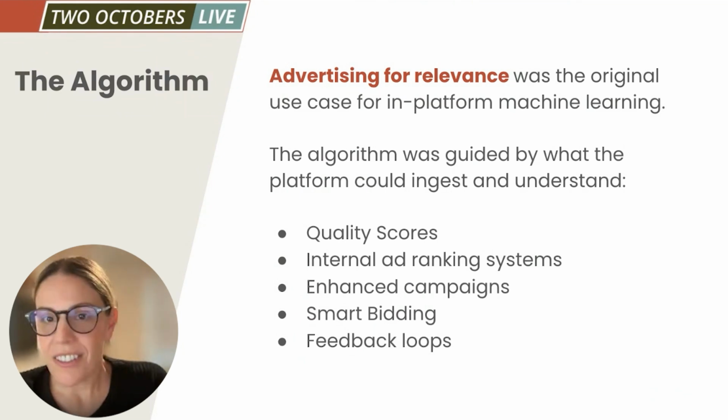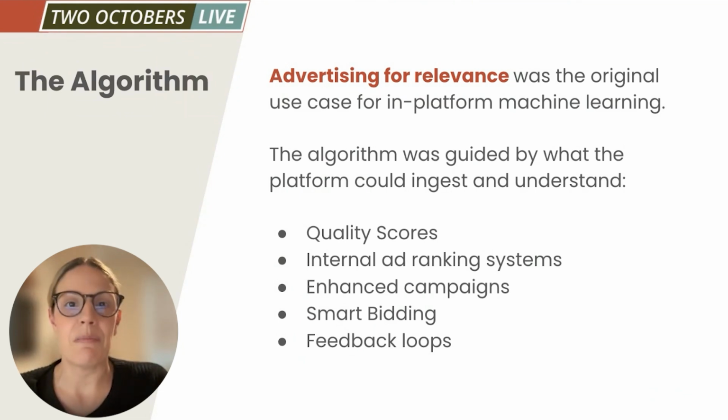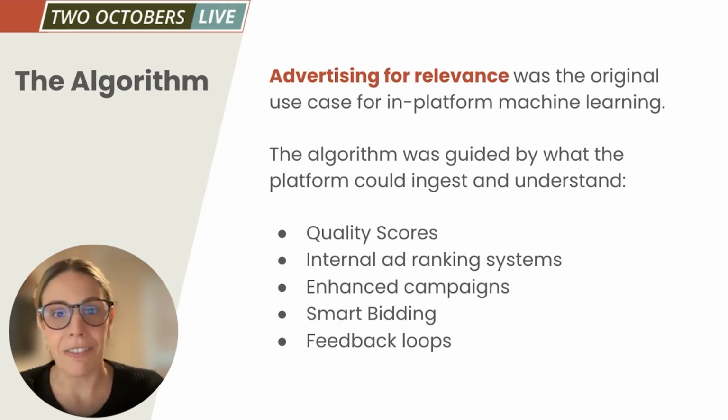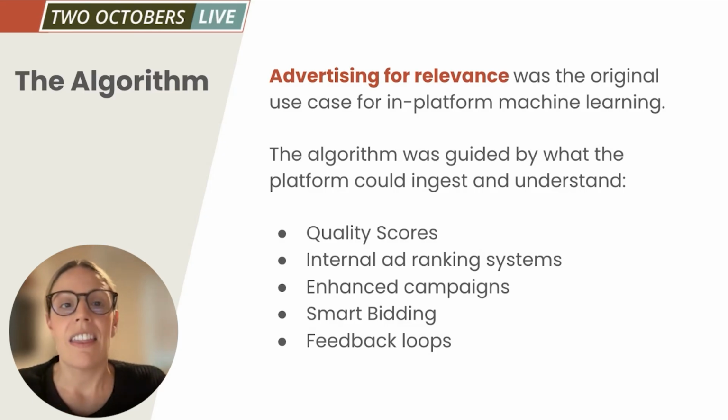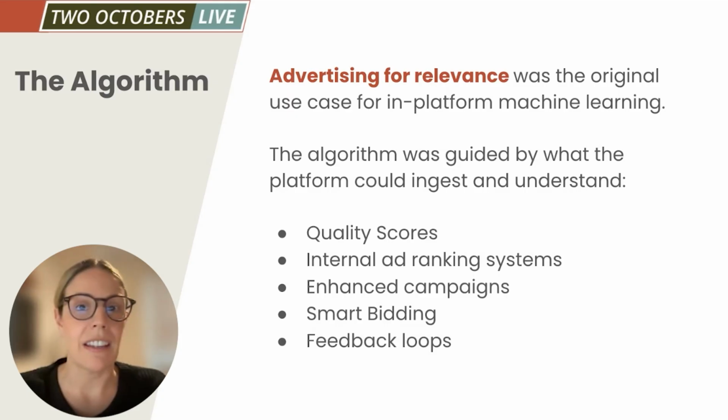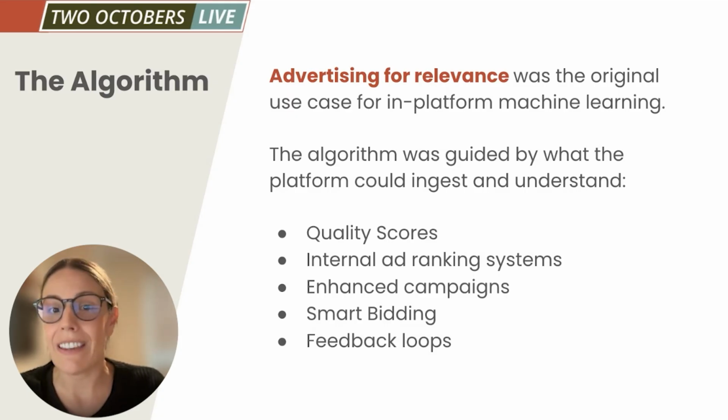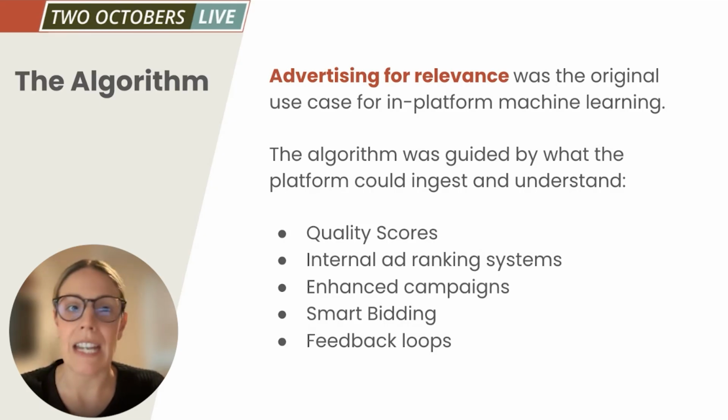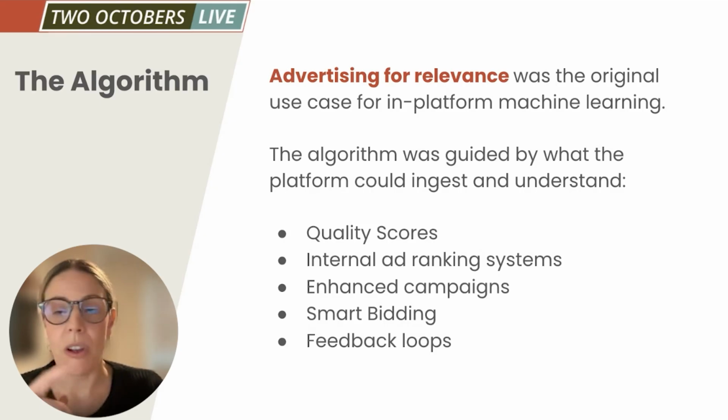So both advertisers and users know that the algorithm decides what type of content is put in front of us. Relevance in advertising, and advertising for relevance, were the original use cases for machine learning. They all use the algorithm, which is guided by what the platform can ingest and understand in order to give new outputs. For instance, quality scores, internal ad ranking systems, enhanced campaign smart bidding, and feedback loops. All of these are important in understanding what AI is now and how we use it in the platforms.